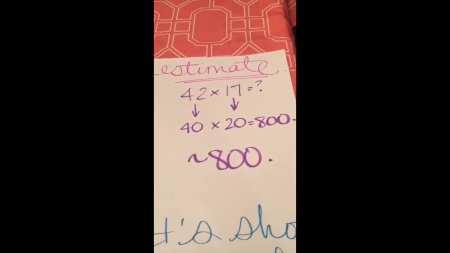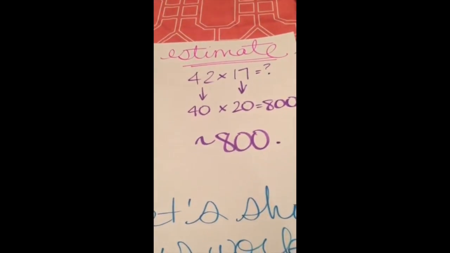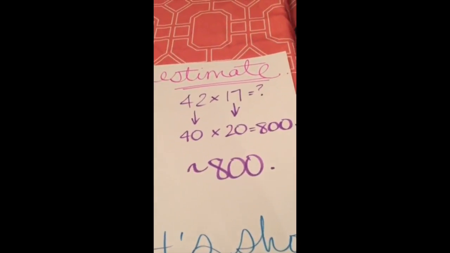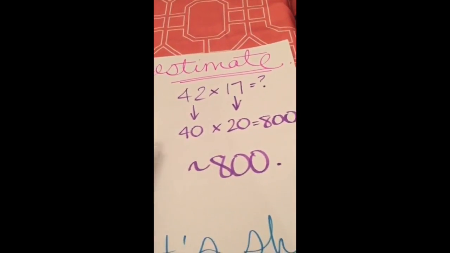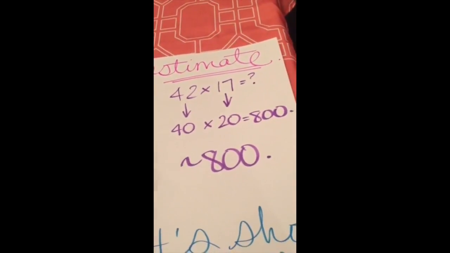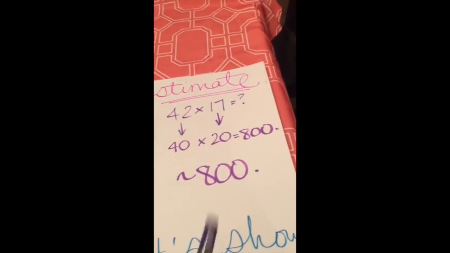Our problem is 42 times 17. Let's start with an estimation. First, I want to round each number so that they are more friendly and a little bit easier to work with. 42 becomes 40 and 17 becomes 20. My estimate is 800.